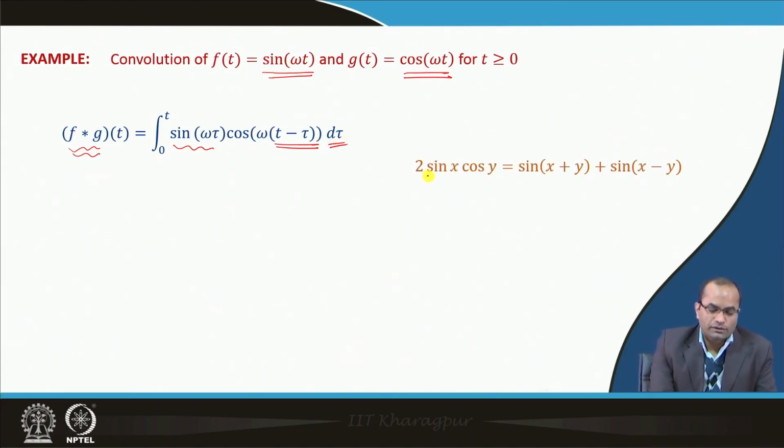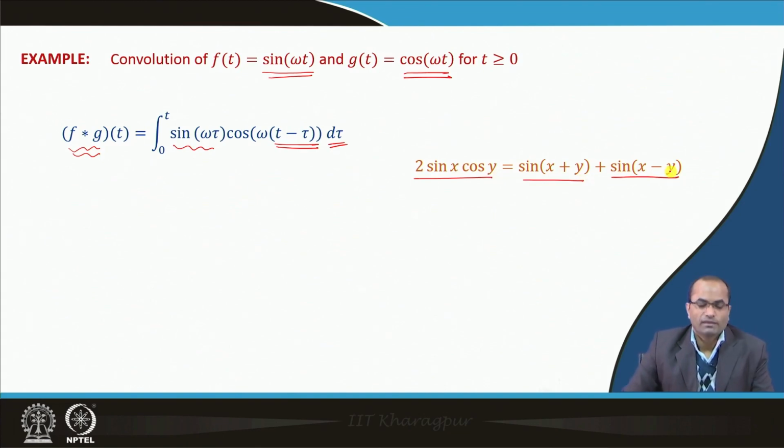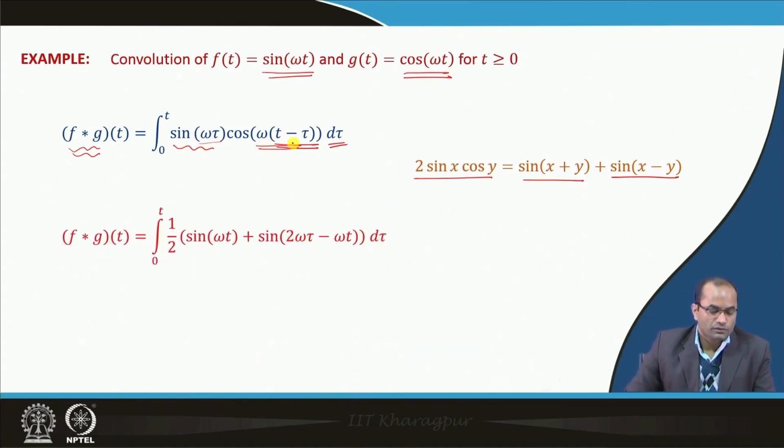We know the trigonometric identity that 2 sin x cos y is sin of x plus y plus sin of x minus y, which we can use here because we have sin x, and if we treat this as sin x cos y, we can do that. So, half, and we will get here sin of the sum of the two. So, this omega tau will get cancelled, we have omega t, and then the difference.